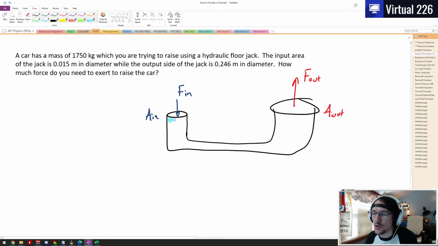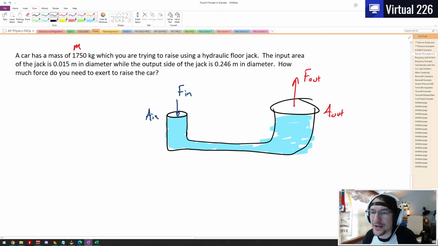And all through here, normally this is filled with some sort of fluid. Normally it's an oil, so it doesn't cause any rust or corrosion, and it's easily refillable. And it keeps things well lubricated. So there's an oil on the inside, but it is just an incompressible fluid. So let's see how we can actually lift up a car here. We know the car has a mass of 1750 kilograms, so kind of a big car or a big truck.